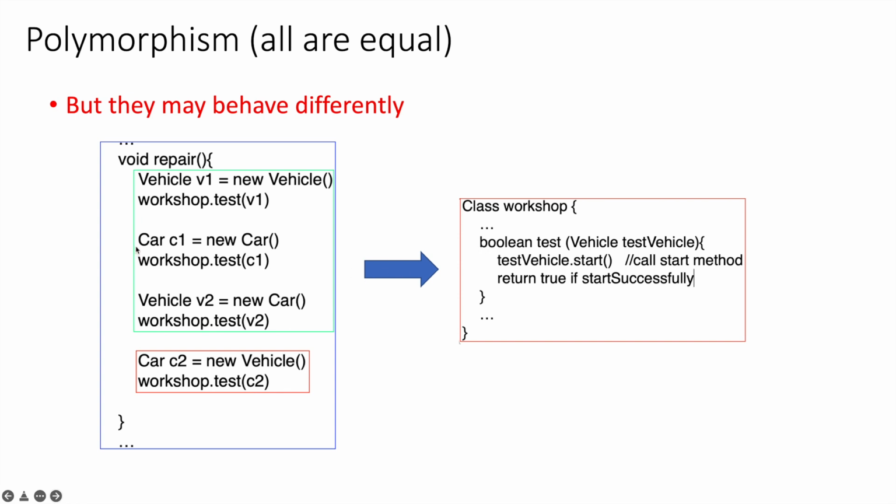Second case, we create car c1 equal to new car. There is an object of a car and there is a reference of a car which is pointing to this object. And we are saying workshop.test c1. So this time we are passing c1 as an object of type car pointed to by a reference of car. Will it accept it? Yes, it will accept it. In fact, it will not see the reference, but it will see the object of car, and car is a kind of vehicle, so it will allow it.